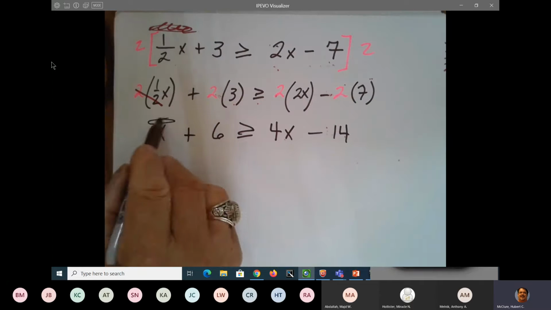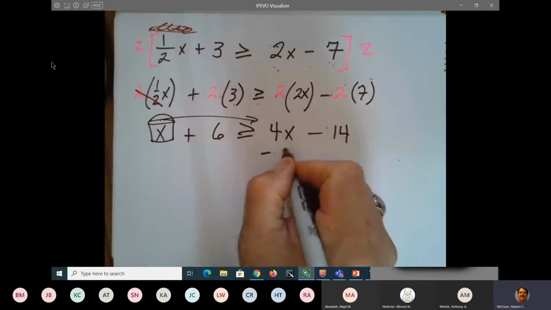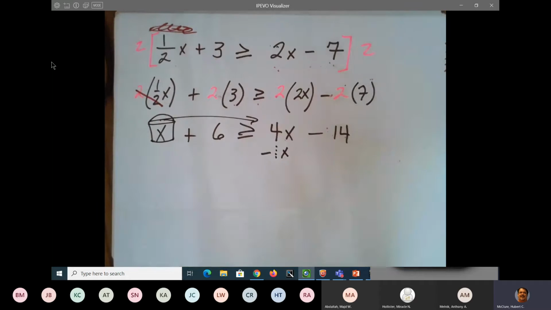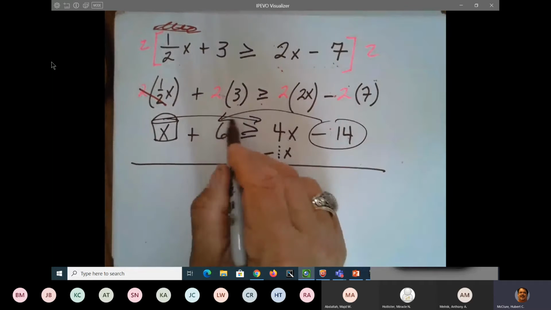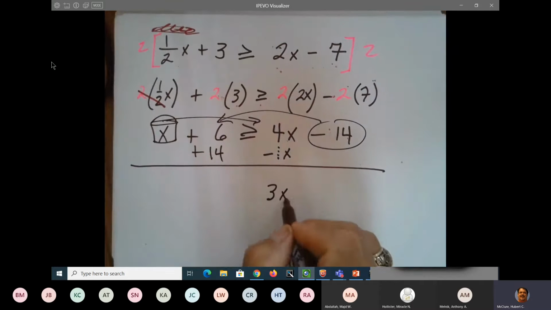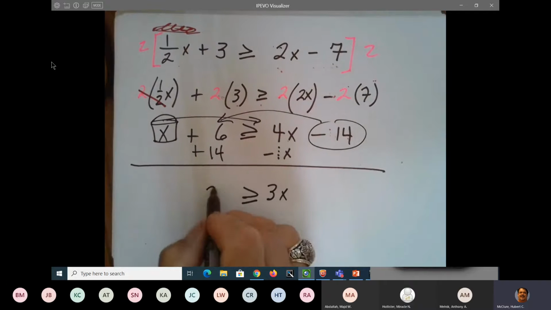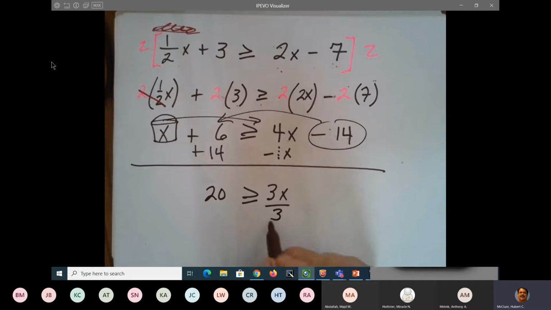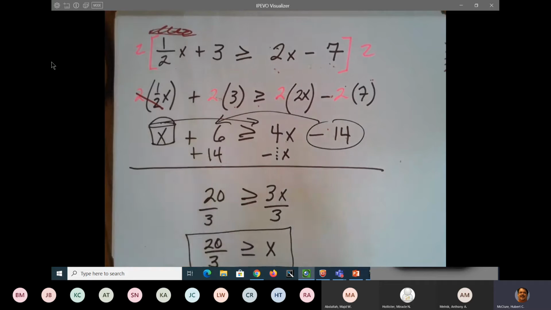This one's the smallest bucket, so I'm going to take it across the river, and that becomes minus 1x. I'm going to take this across the river, and it becomes positive 14. 3x is less than or equal to 20. Divide by 3, divide by 3. X is less than or equal to 20 over 3. So there is our solution set.